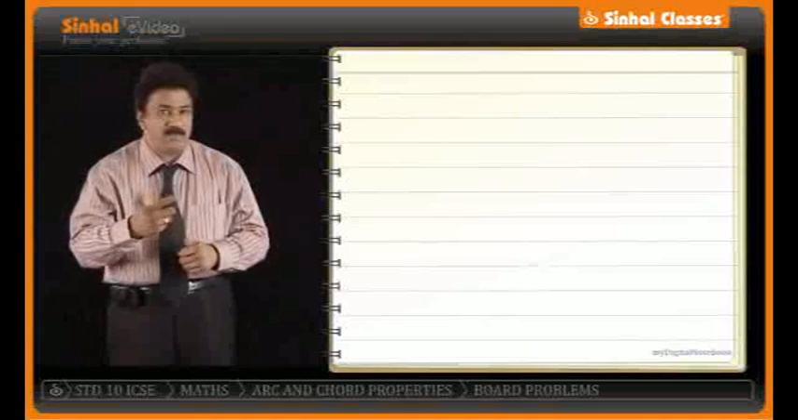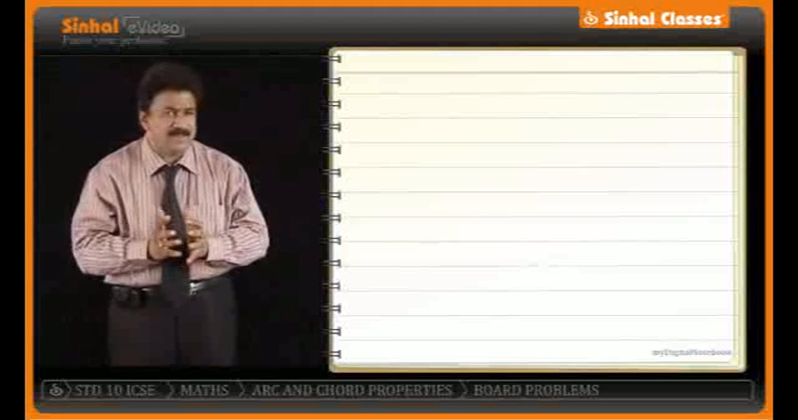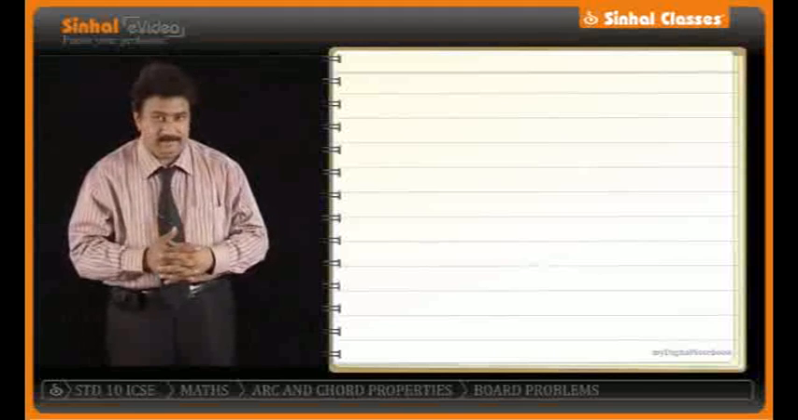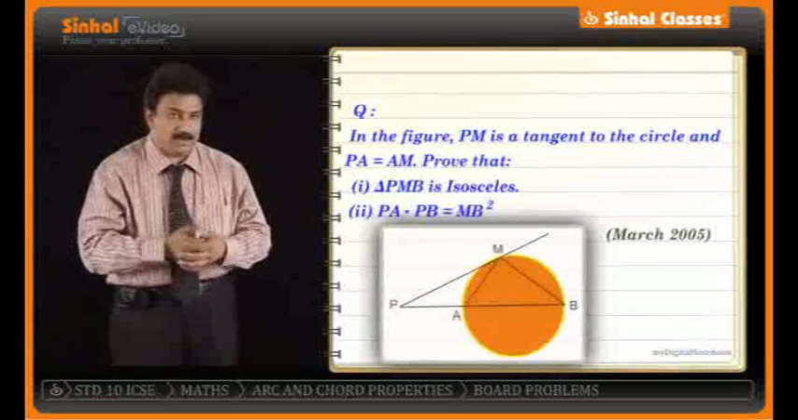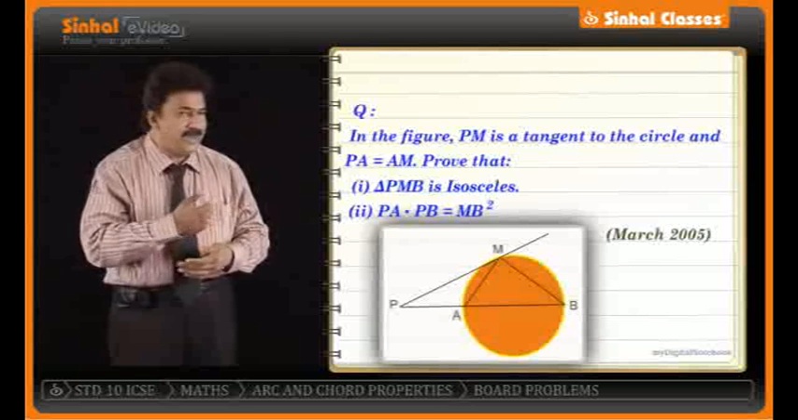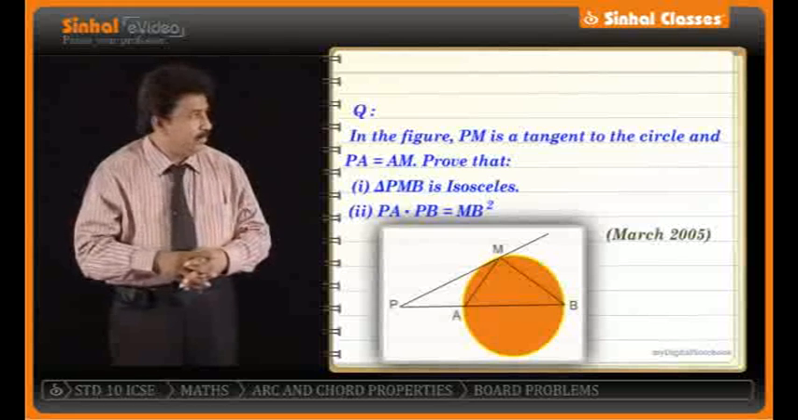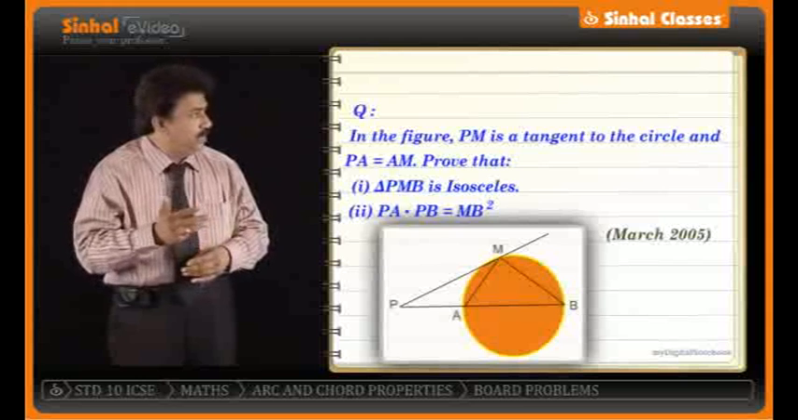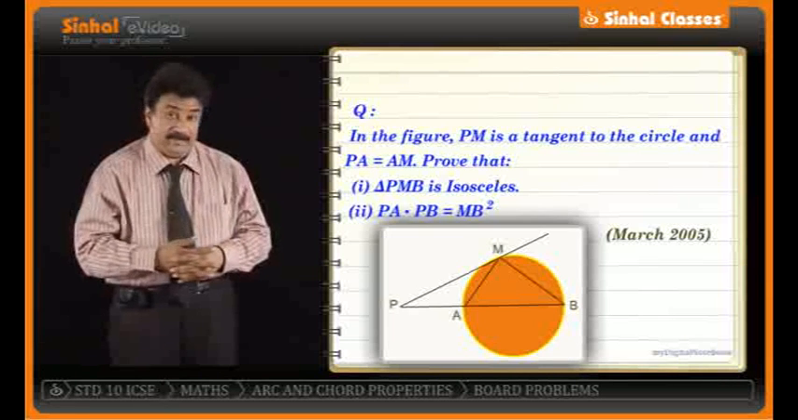Okay, let's pick up some board exam sums from this chapter. I'm starting with a sum which came in the year 2005. See the sum very carefully, what is given to you. We read the sum first of all. In the figure given to you, PM is a tangent. Okay, no problem. What else? To the circle, and PA is equal to AM.